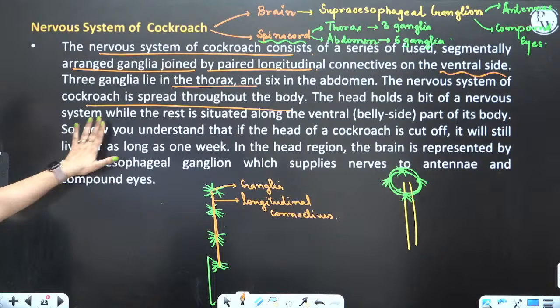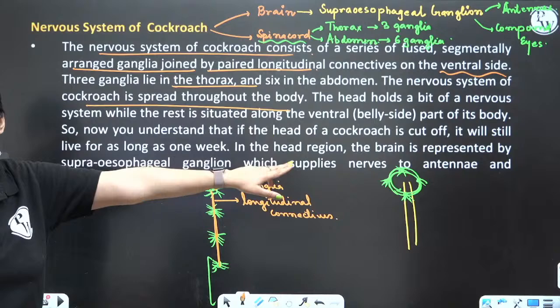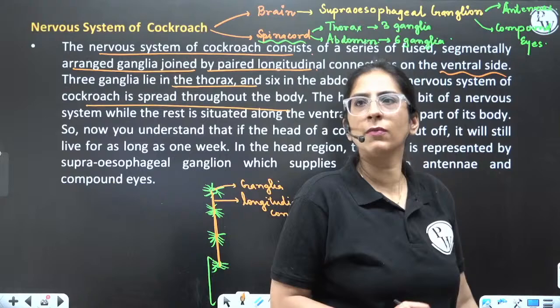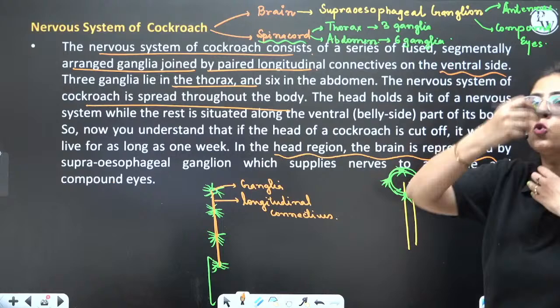So now you can understand that if the head of a cockroach is cut, see, murder. If you remove the head of a cockroach, it can still live for as long as a week. And in the head region, the brain is represented by the supraesophageal ganglion. Supra means outside.